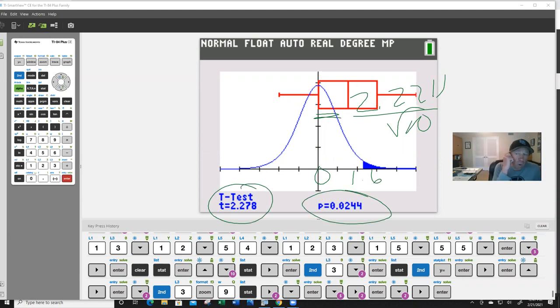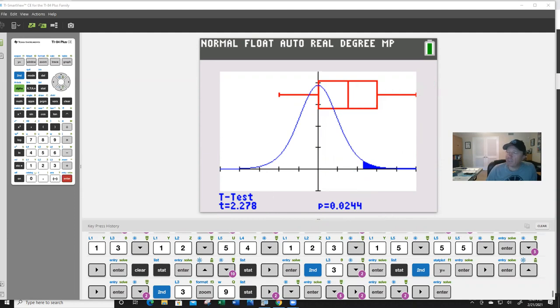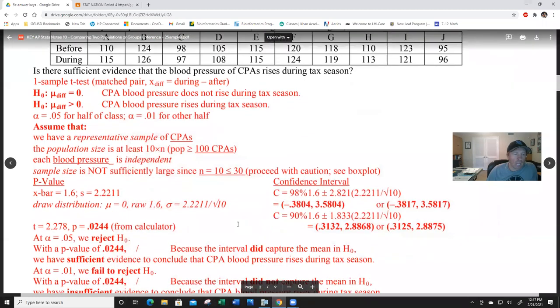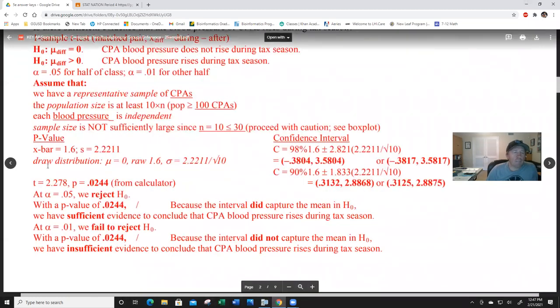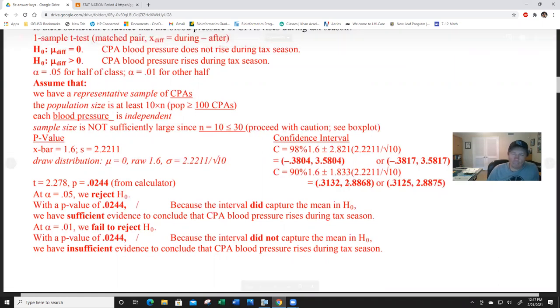And there's your t-score and your p-value, okay? 0.0244. Now, at the 0.01 level, that's fail to reject. I think I went 0.05 on this just to do it. Okay, but again, there's no direction given on that, so you have to just supply the alpha level yourself. So I put reject H0 with the p-value of this, the interval, etc. I put two different things.